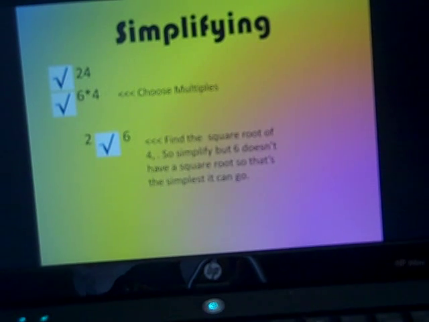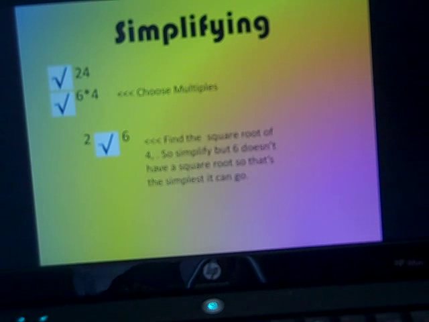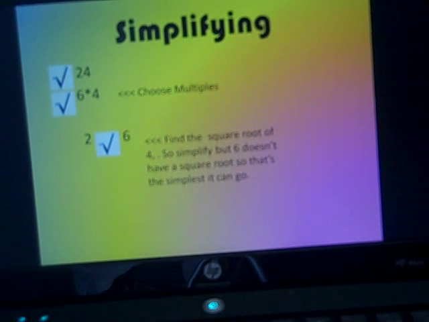Simplifying. The square root of 24. Choose multiples. Square root of 6 times 4. Find the square root of 4, 2. So simplify, but 6 doesn't have a square root, so that's the simplest it can go. 2 times the square root of 6.